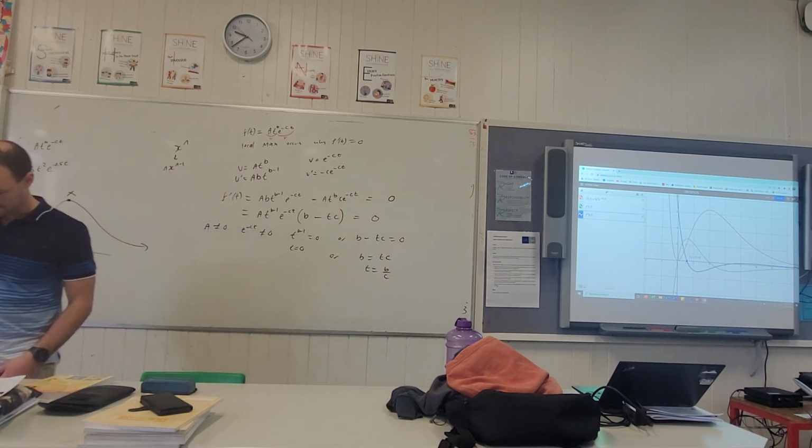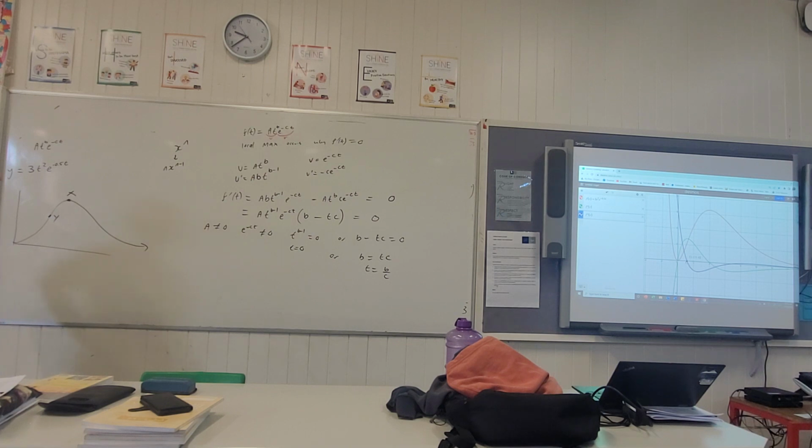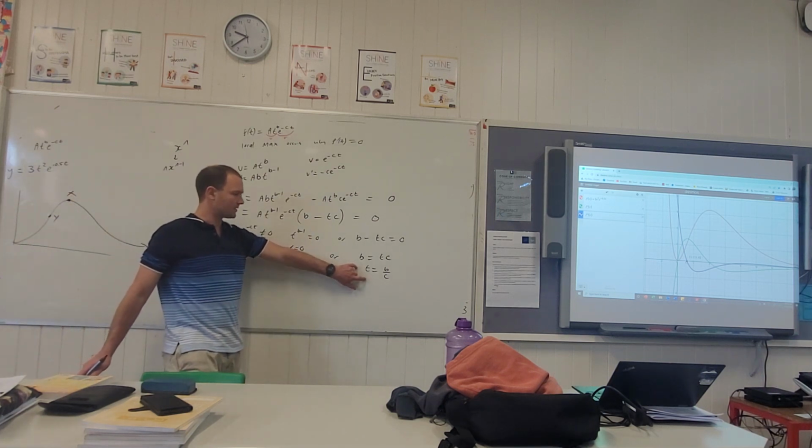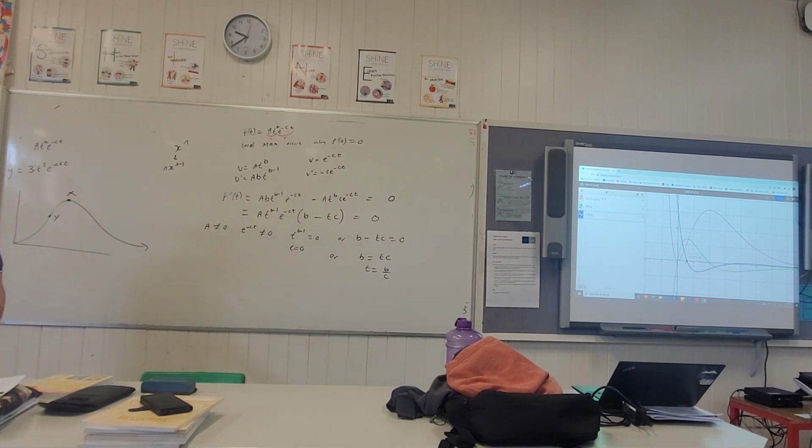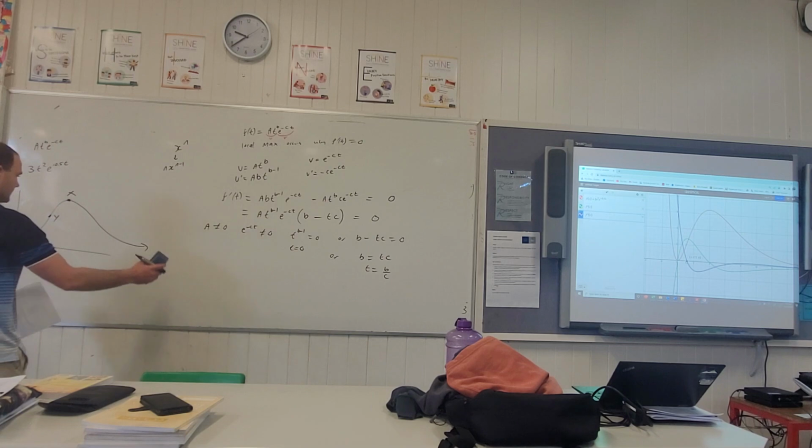So that's the local max there. Where the turning points occur, this one's going to be positive, because b and c are both positive constants. Okay, the next one's a tiny bit easier.